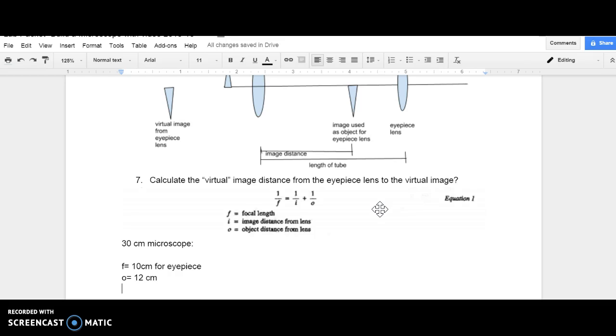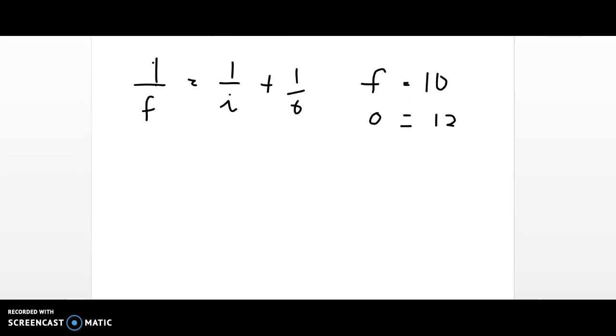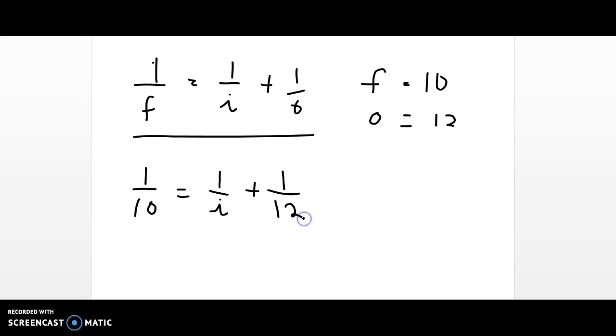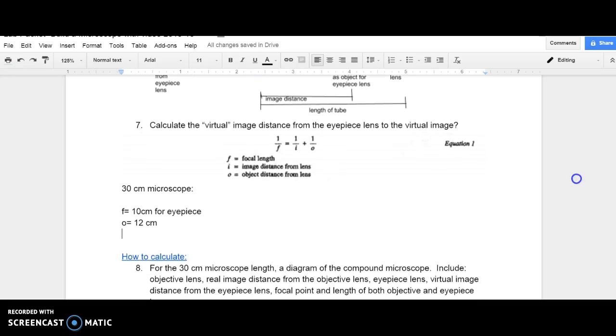So therefore, for this 30 centimeter microscope, you will calculate I using our thin lens equation. And then you would say 1 over 10 equals 1 over I plus 1 over the value of O, which is 12. And then you would solve that using the same math that we've always used in this equation. Again, if you need help with that math, there's a video right here that I linked to help you with the math. And you do that for the 3 microscope lengths, the 30, the 35, and the 40. That will answer question 7.